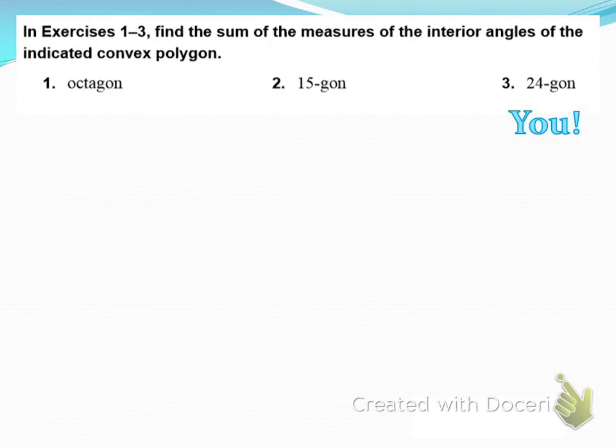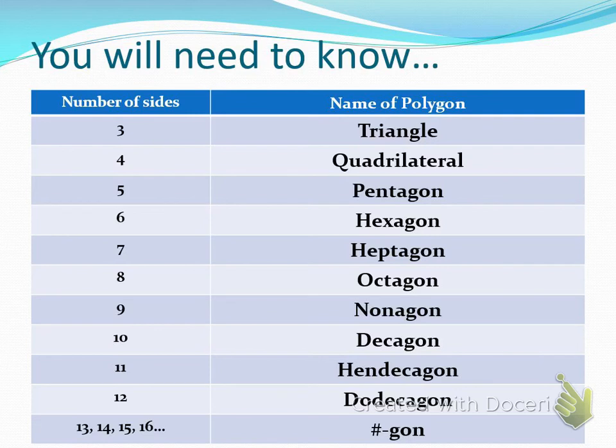13, what is the prefix for 3? Tri. So tridecagon. 14 is weird, it's tetra, but that's the only one. Tetradecagon. So I think of like Tetris. 15 is 5. What is the prefix? Pentadecagon. And 16 would be hexadecagon. 17 would be heptadecagon. 18 would be octadecagon. And 19 would be nonadecagon. After that, it's called an icosagon for the 20s.